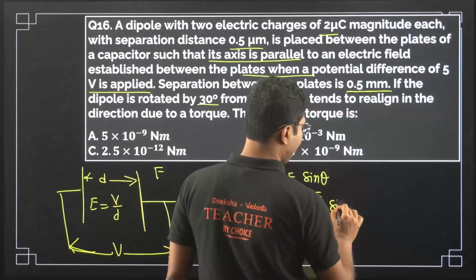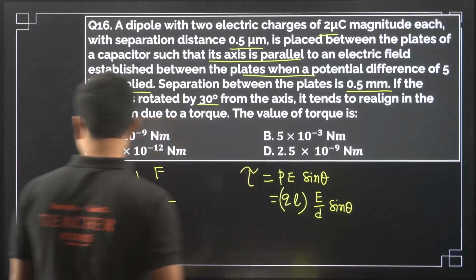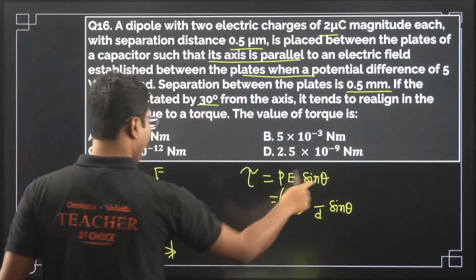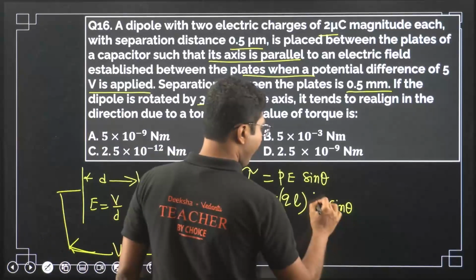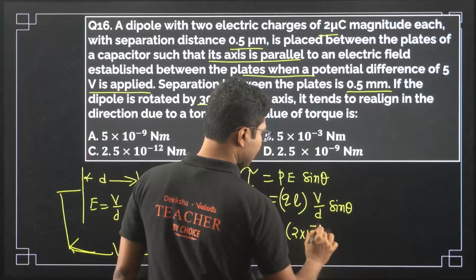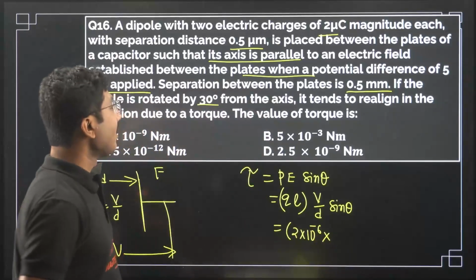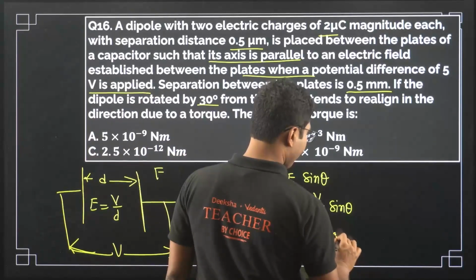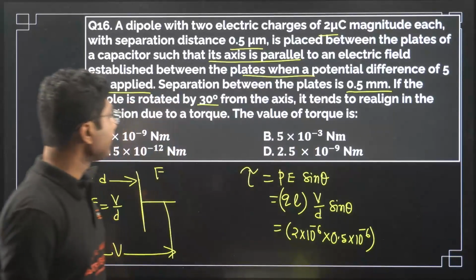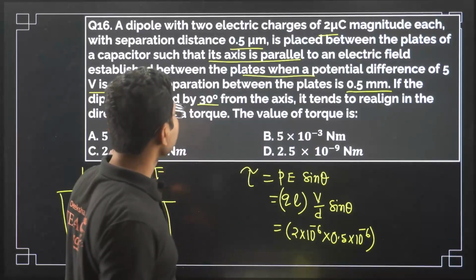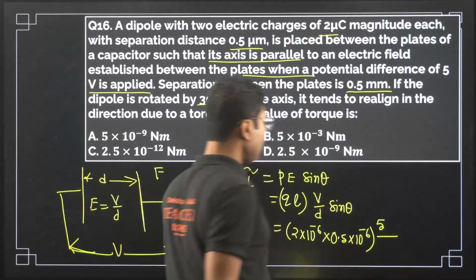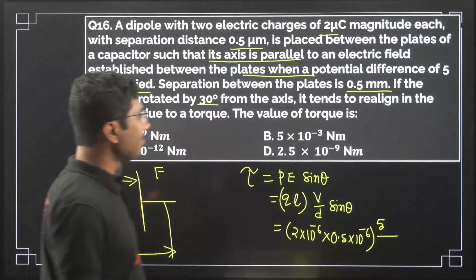So, sin theta. Now all the values are given, so we just need to put the values and calculate it. So this is V. Everything is given. See, 2 microcoulomb, that means 2 into 10 to the power of minus 6. Distance is given 0.5 micrometer. 0.5 micrometer means 10 to the power of minus 6. Again, voltage is given as 5 volt and distance is given as 5 millimeter.